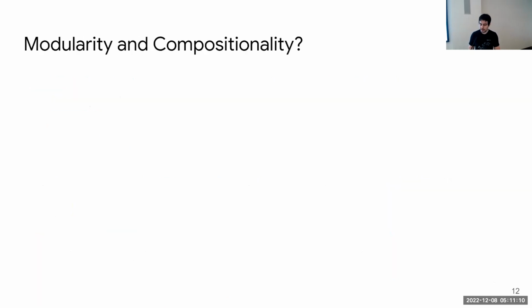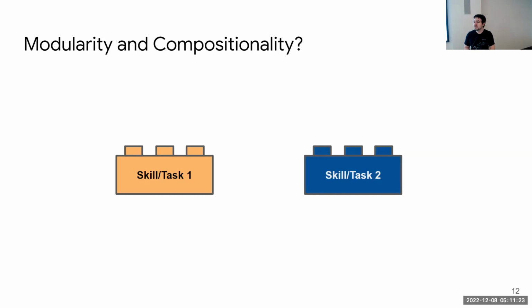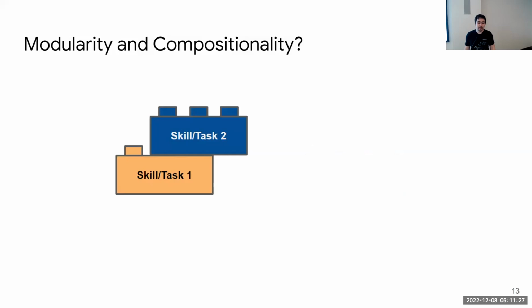So what do we mean by modularity and compositionality here? In general, you can see it in this context as the ability to have learned representations for a certain task or skill, and some other modular representations for another setting or task, and being able to recombine and compose these representations to perform some new combination of tasks that you previously weren't able to, or that you haven't observed during training.